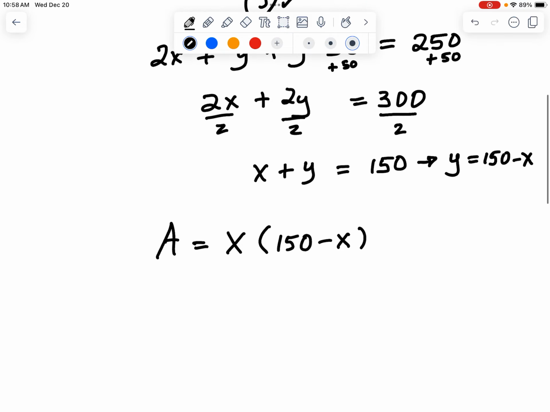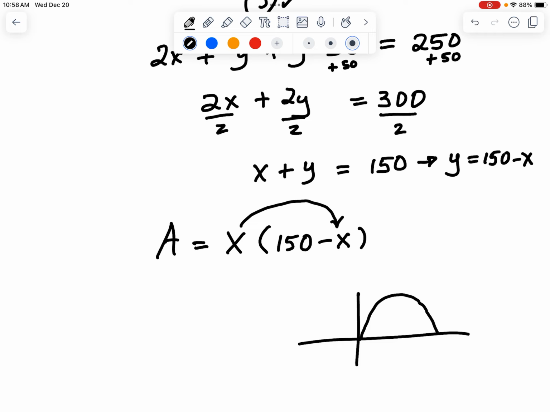And that is a quadratic function, because if you multiply it out, this is going to be negative x squared. So that means that it is a parabola that looks like this, as I had promised. And then we just need to find the vertex, because that's where the maximum is.